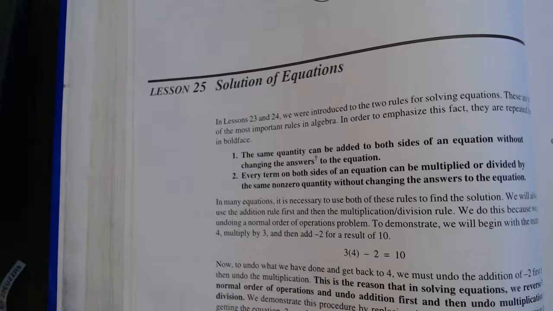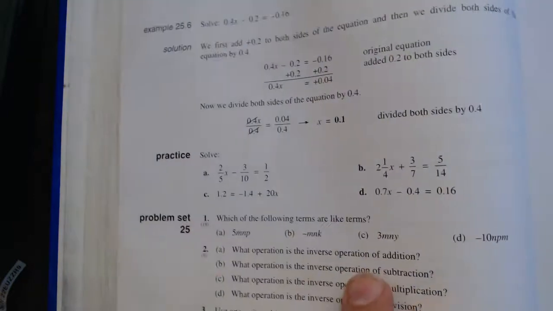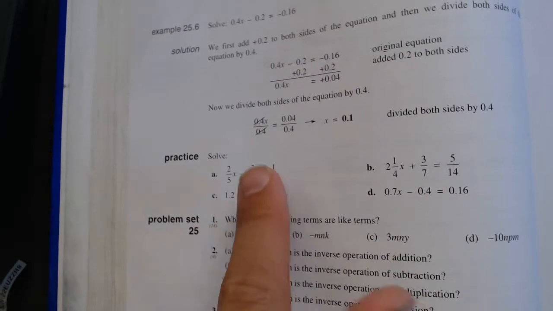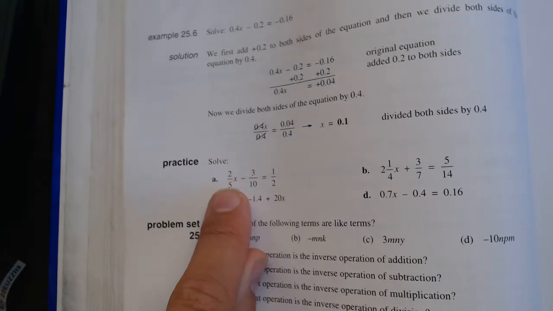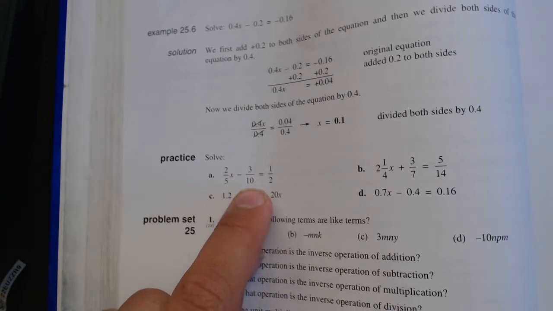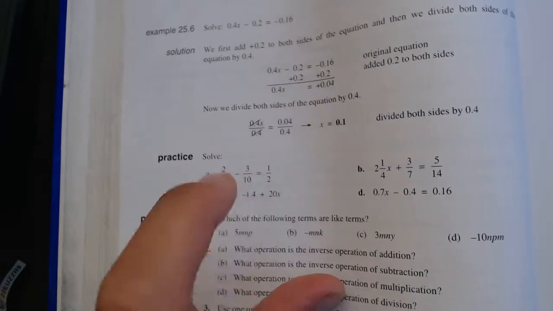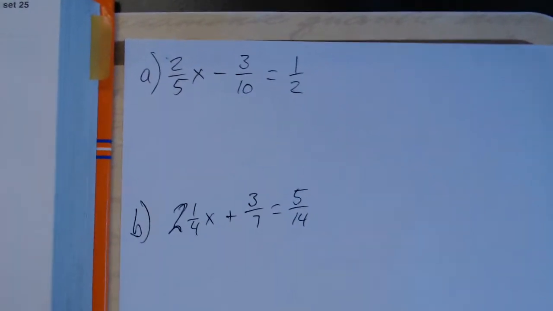Algebra 1, Lesson 25, Solutions of Equations. So now we're doing full equations like these. We've got fractions, decimals, and then we've got a coefficient to x, and then we also have a number being added to it. So let's start with A. Now, the rules are the same.